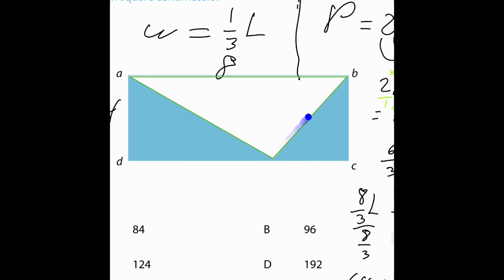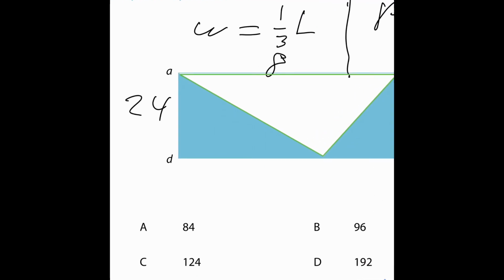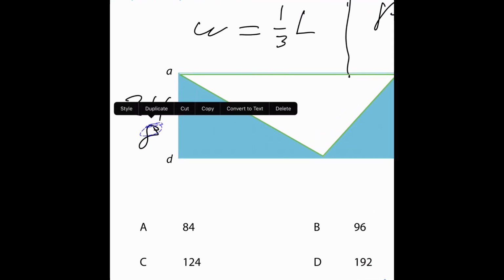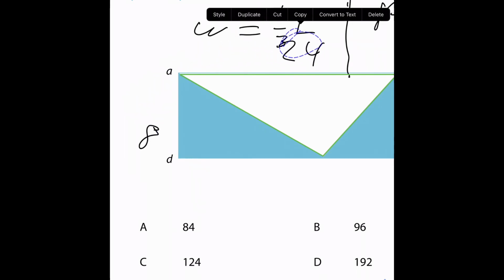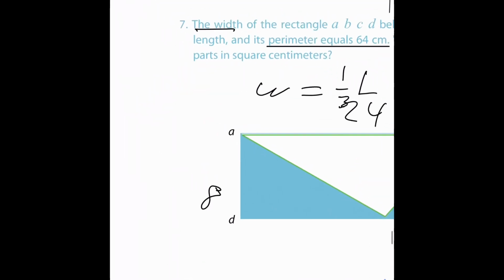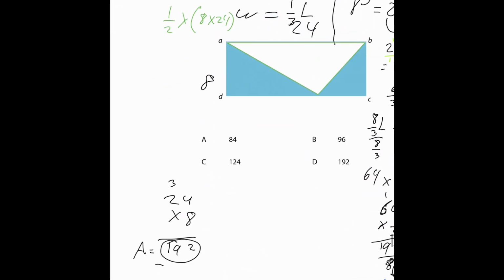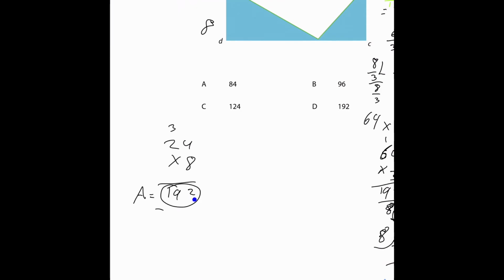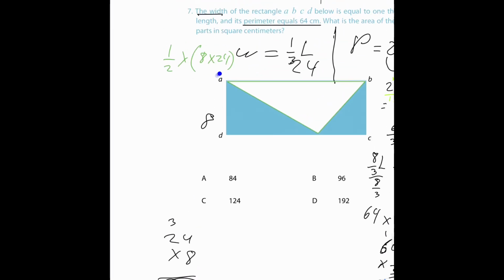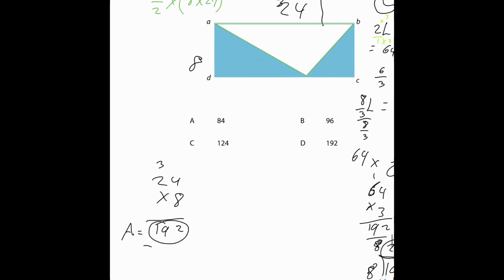By the way, I switched those, I just realized. This is 8, this is 24. Okay, good. Doesn't matter actually, because since it's a triangle, it is half multiplied by base by height. Doesn't matter what order, right? So 8 multiplied by 24. We have already talked about how this is 192. So it's just half of 192.